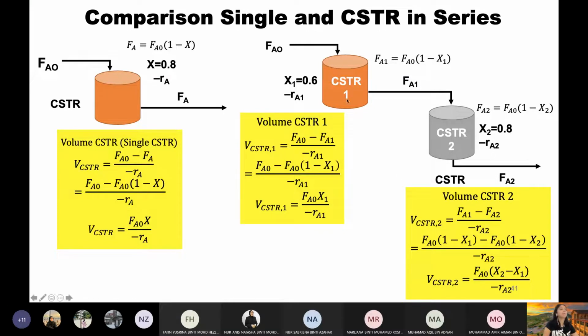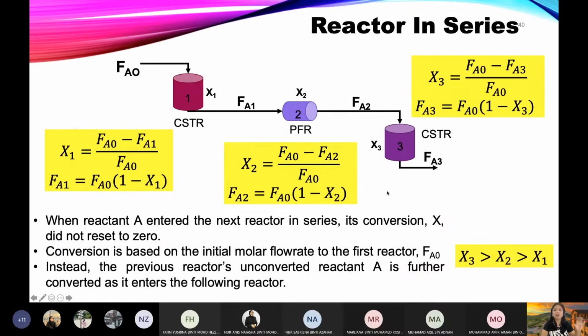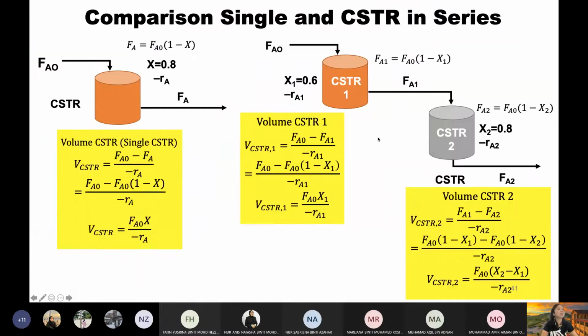Okay. So, for reactor in series, right. So, now you imagine, I have two CSTR in series. So, the initial molar flow rate that enters the first reactor is FA naught. The one that exits the first reactor is FA1. Okay, saya akan ingat. FA1 sama dengan FA naught in bracket 1 minus X1. Ini yang kita belajar last week. I already taught you, right, how to express the conversion. Okay, so jadi FA1 sama dengan FA naught 1 minus X1.